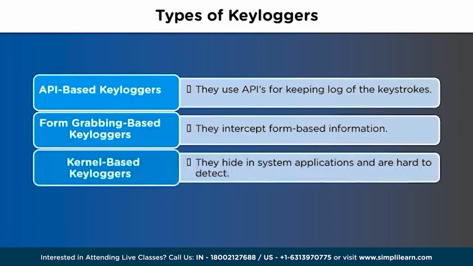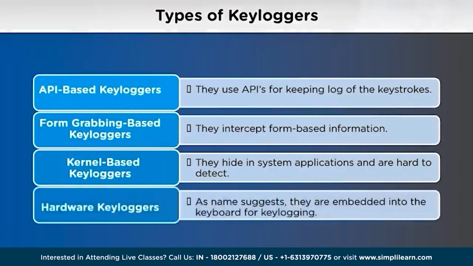Then we have kernel-based keyloggers. These keyloggers are installed deep in the operating system, where they can hide from antivirus software if not checked properly, and they record the data that we type on the keyboard and send it to their origin. And lastly, we have hardware keyloggers. These are present directly in the hardware, that is, they are embedded into the system, where they record the data that we type on the keyboard.